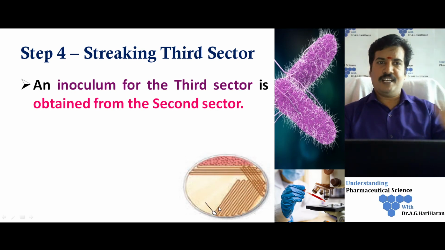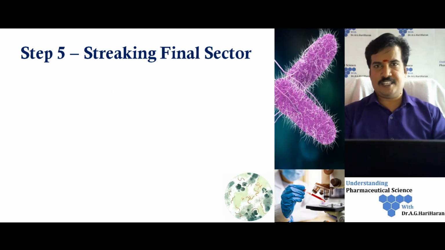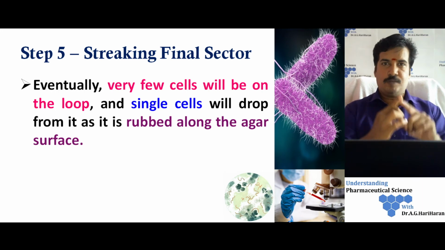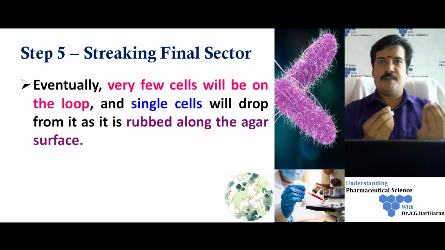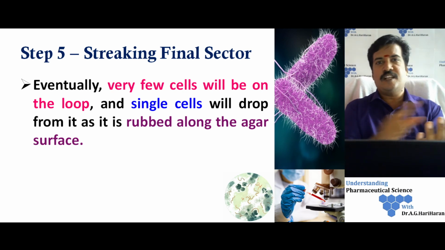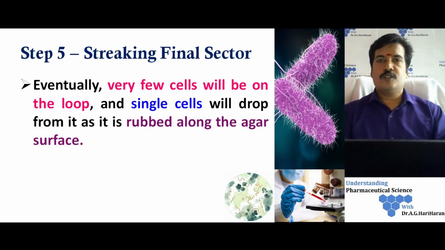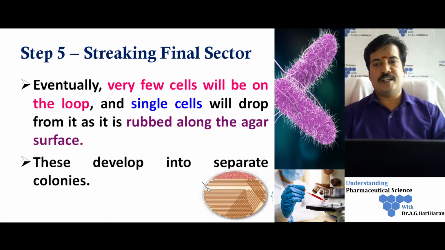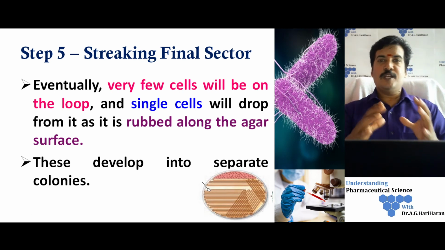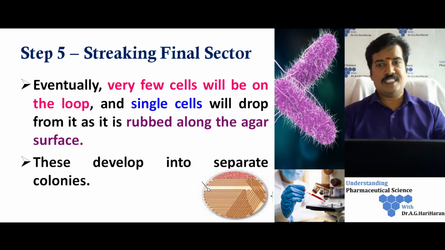Then the final step is streaking in the final sector. Without sterilizing, the loop carries only a few cells of the microorganism. The petri dish is rotated and it is streaked into the final sector. This will develop into individual colonies when incubated. You can see this in the picture. The final sector is streaked. When incubated, the individual colonies can be seen only at the end of the third sector or in the fourth sector.